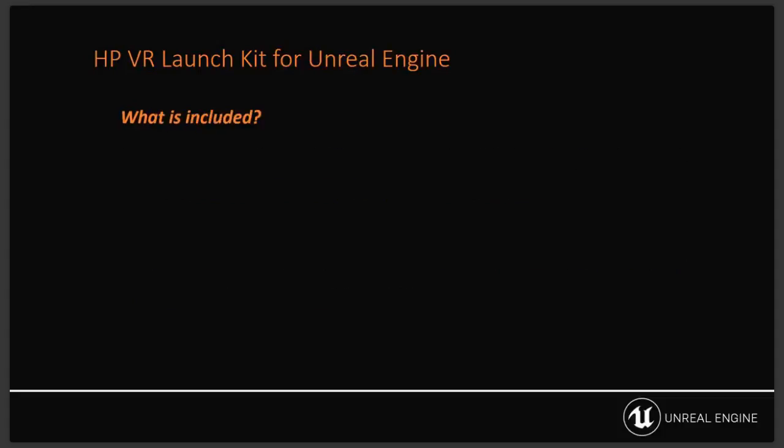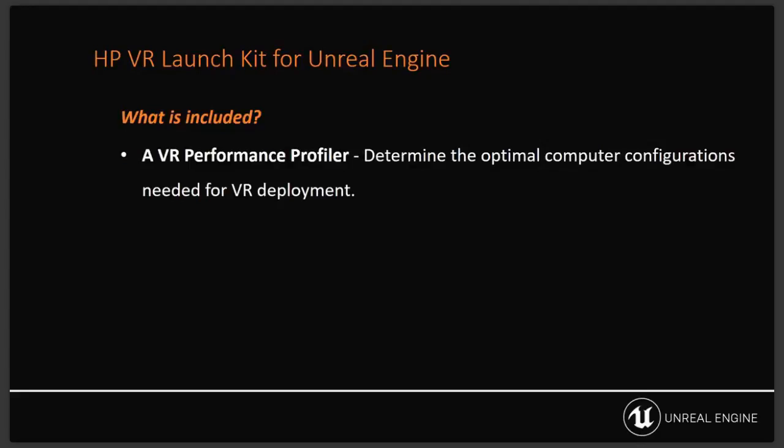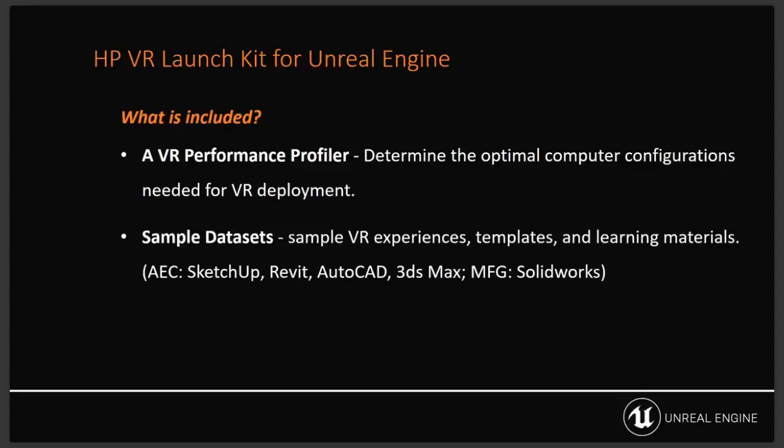So what's included? As I mentioned, we have this idea of a virtual reality performance profiler that comes with it. And this works right within Unreal Engine, and what it's going to do is determine the optimal computer configurations needed for VR deployment here. So this profiler can tell you your overall configuration of your hardware and give you output as to how that's going to perform for your virtual reality content creation. And of course, I mentioned some sample data sets.